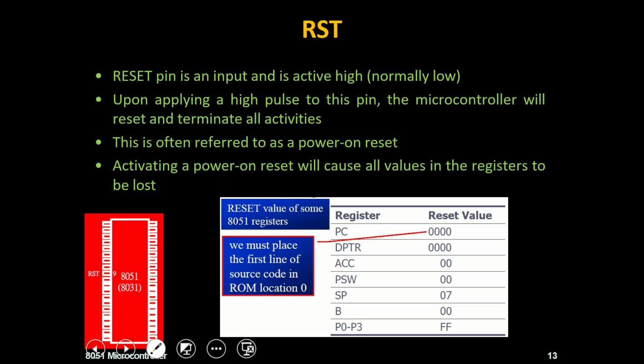Next one is the reset pin. The reset pin is an input pin and it is active high. It is generally low, but when we make the reset pin active high, it will reset and terminate all the activities running in the microcontroller. This is often referred to as a power on reset. Activating power on reset will cause all the values in the registers to be lost.